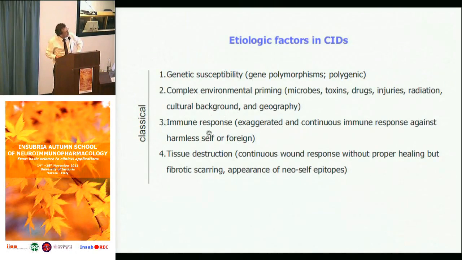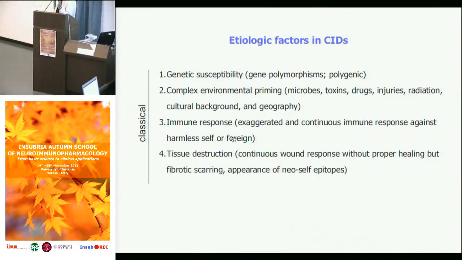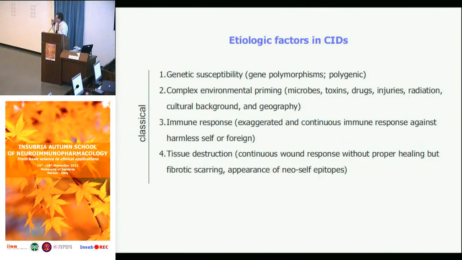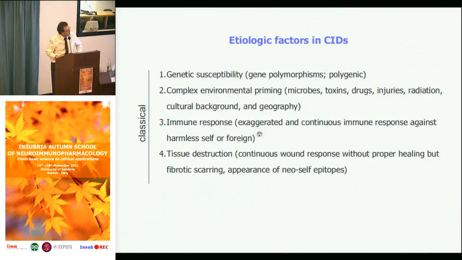Another important factor, of course, is the immune response itself. It is exaggerated. It is continuous. And it is directed against self and foreign antigens, but the self and foreign antigens are harmless. These are your own body antigens, or a harmless bacterium on the surface of your intestinal tract or on the skin or in the nose or in the lungs, wherever. So the response is against the harmless self or harmless foreign. Such a silly thing, huh? Why such a silly thing?